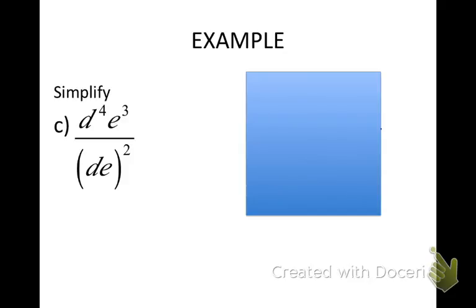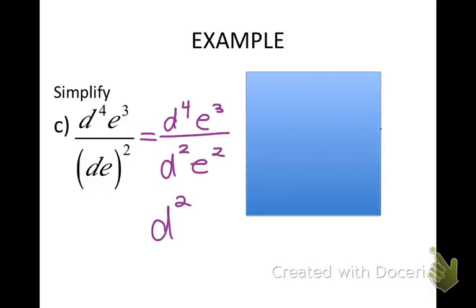Listen to this. Then we've got a product of DE being squared. So before we do anything, let's simplify that denominator. My numerator is going to stay d to the 4th, e to the 3rd. Distributing that power of 2 gets me d squared, e squared. Now look at your like bases. D to the 4th over d squared is d squared. E to the 3rd divided by e squared would just be e.